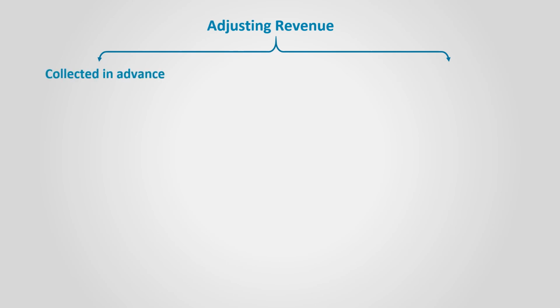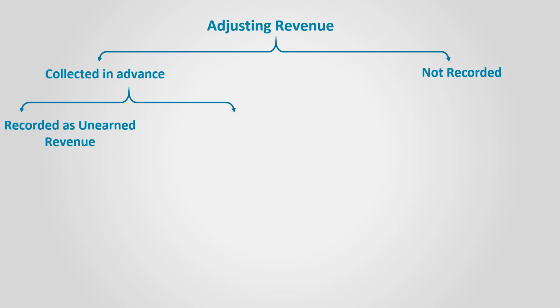Let's summarize adjusting entries for revenues. We have two types of adjustments for revenues. One type is regarding the revenue that is collected in advance before it is recognized. The other is for revenues that are accrued or not recorded yet. For the revenue that is collected in advance, we could face two situations. Either the amount is recorded as unearned revenue or it is recorded as revenue when the customer made the advance payment.